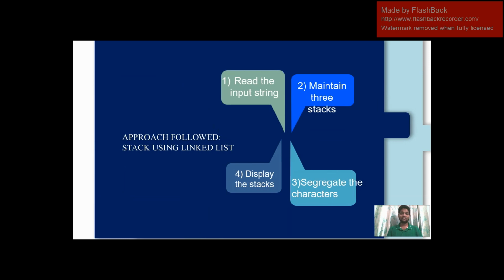Let us understand the algorithm. The first step of the algorithm is to read the input string from the user until a special character is encountered. The second step is to maintain three separate stacks: one for alphabets, one for numbers, and the last one for special characters. The third step is to segregate the characters in their respective stacks, that is digits into the digit stack, alphabets in the alphabet stack, and special characters in the special character stack. And the fourth step, that is the final step, is to print the respective stacks.